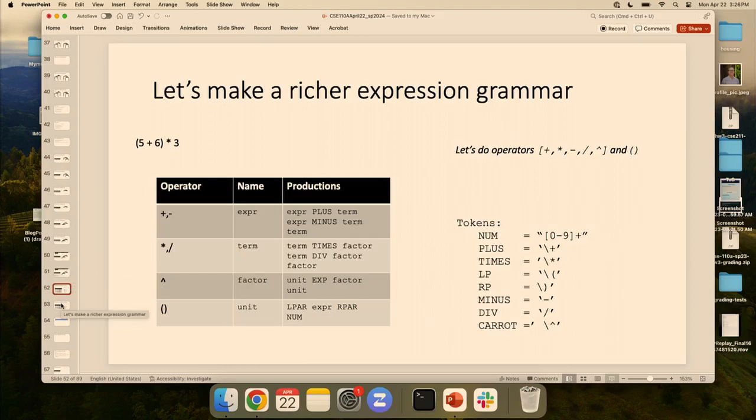I was wondering, for the production for addition, plus, why can't you write expression plus expression? Is it possible to make an infinite tree? I'm wondering why we have the term there. Well, we have the term there because otherwise it's ambiguous. Even though the ambiguity might not impact your actual evaluation, you just don't want an ambiguous grammar. It's just not ever really considered a good thing. So this gets rid of ambiguity.